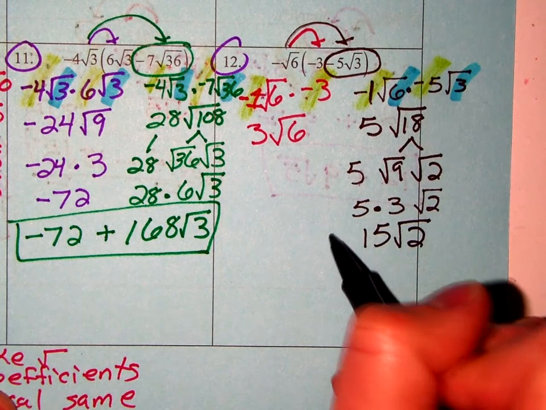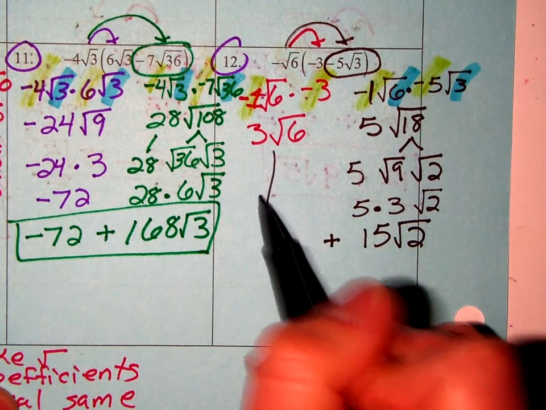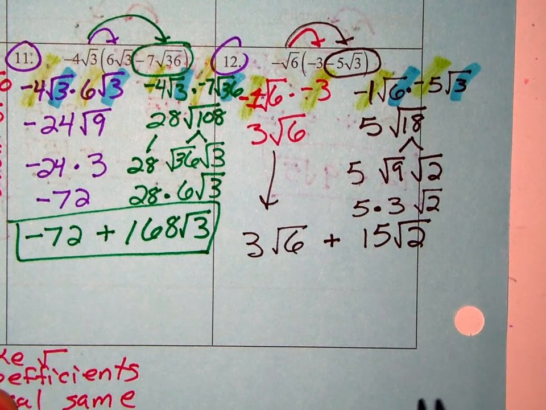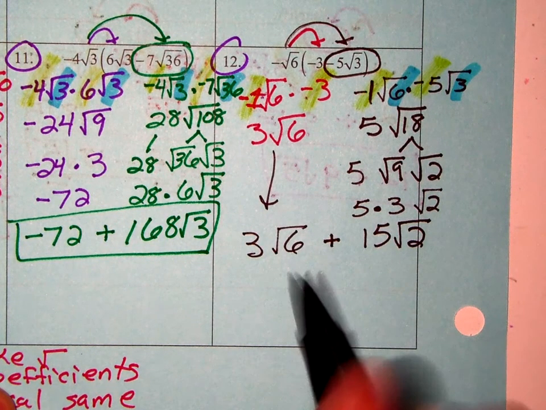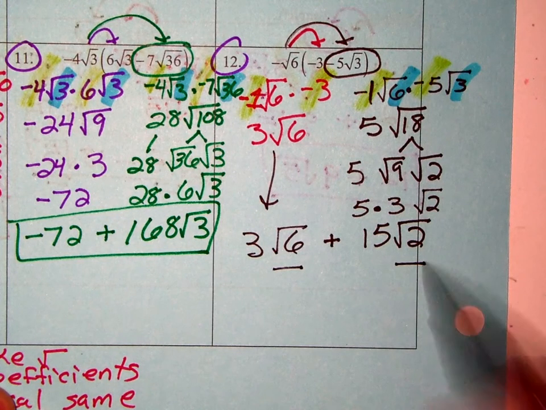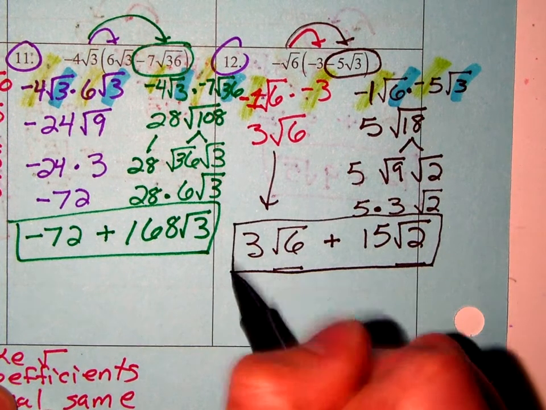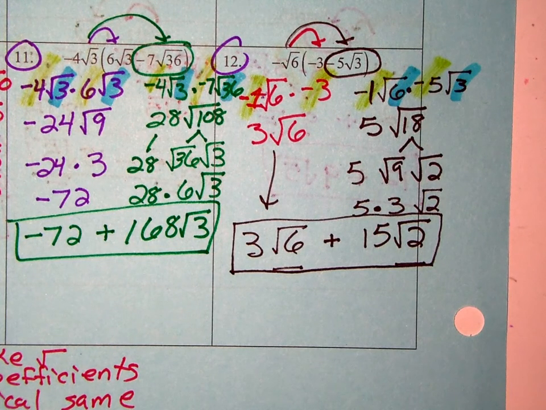Since it's positive, I'm going to put a plus sign out front, and then we're going to bring down the 3 root 6. Then we have to decide if these are like terms that we can combine. Since this one has a 6 in the radical and 15 has a 2 in the radical, they're not like terms. So my final answer is just 3 radical 6 plus 15 radical 2.